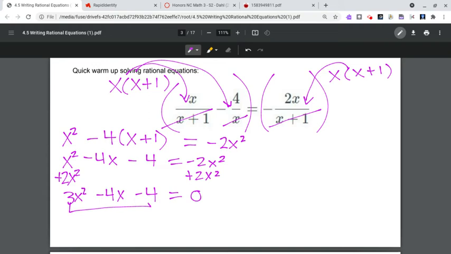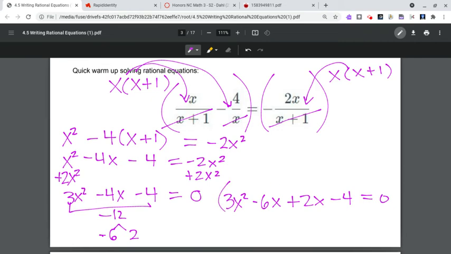3 times negative 4 is negative 12. Two numbers that multiply to give you a negative 12, add to give you a negative 4 would be negative 6 and positive 2. You drop your terms and make a 4-term polynomial. 3x squared minus 6x plus 2x minus 4.